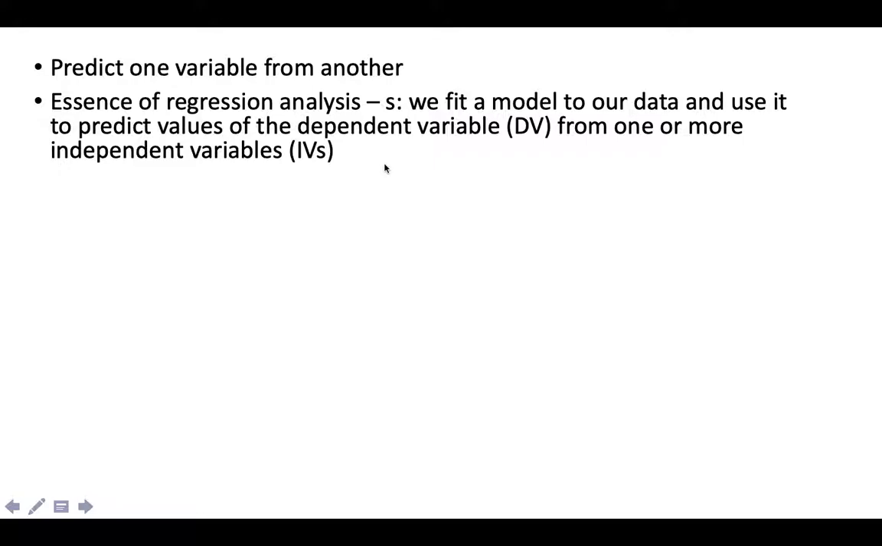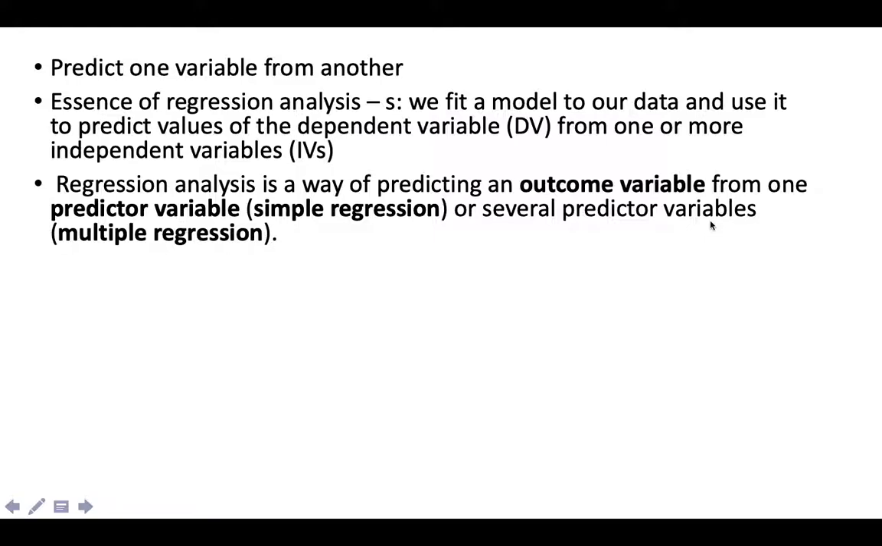For example, you would like to predict performance on a vocabulary test by knowing the person's motivation and anxiety level. So you can use these independent variables, that is anxiety and motivation levels, to predict the outcome, the dependent variable. So regression analysis is a way of predicting an outcome variable from one predictor variable. Here you do a simple regression analysis, or from several predictor variables, and then you do a multiple regression analysis. Outcome variable is the same as dependent variable, while predictor variable is the independent variable.